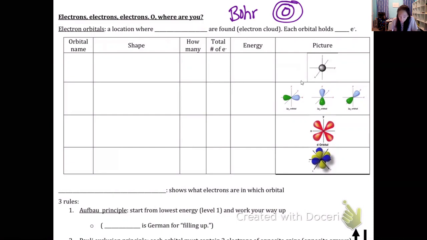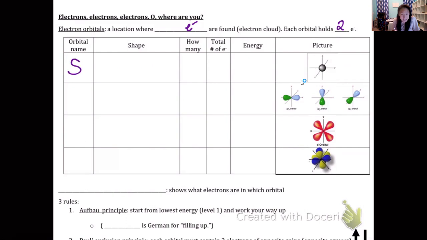Okay, electron orbitals are where electrons are found. Each orbital holds 2 electrons. So they're like these three-dimensional areas where electrons are found. And so in each one of those areas, 2 electrons can fit inside them. There are 4 different shapes of orbitals. So let's go through each one really quick.